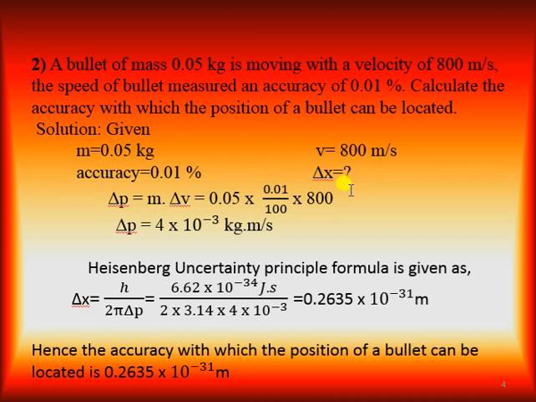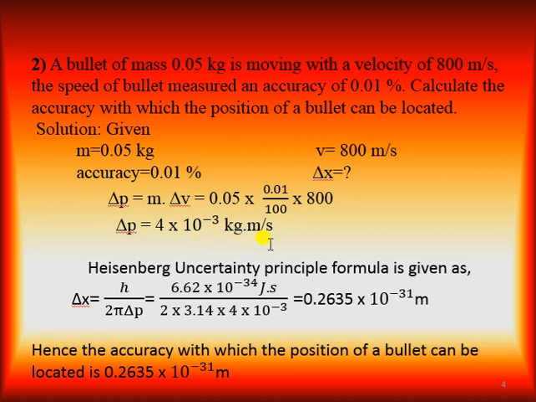First we have to find out momentum. Momentum is equal to mass into uncertainty in velocity. Mass is 0.05, uncertainty, that is accuracy, is given 0.01 divided by 100 into 800, that is uncertainty in velocity. Hence delta p equal to 4 into 10 raised to minus 3 kg meter per second.